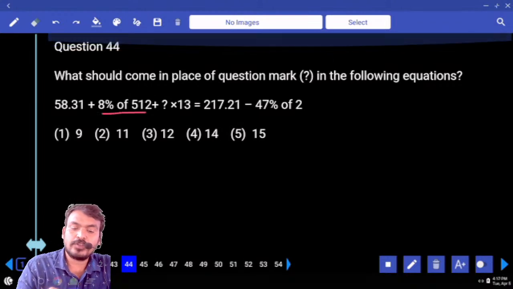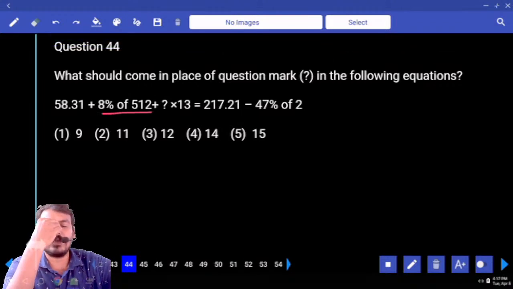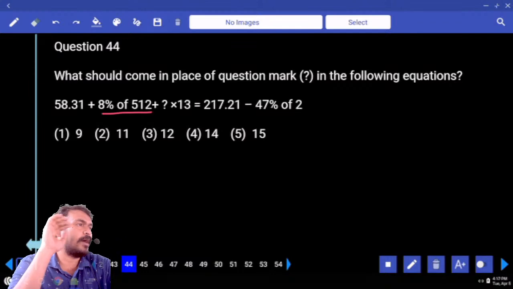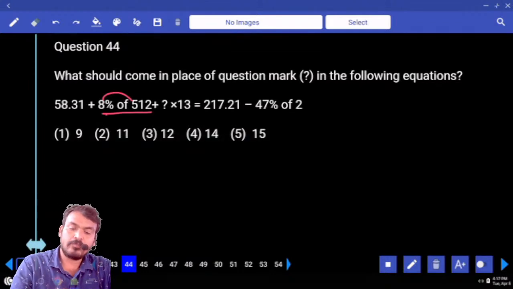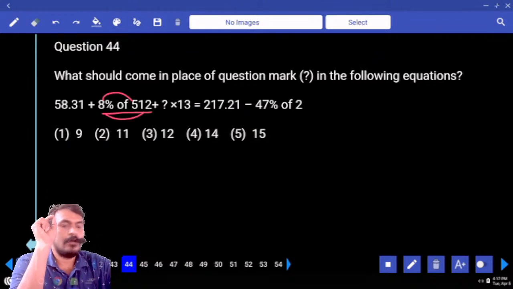Eight percent of which value? 512, or not? 8% of 512 means 8 into 512 by 100, or not? 8 into 512 by 100. 8 5s are how much? 40. 8 12s are 96. It is 1296, or not?